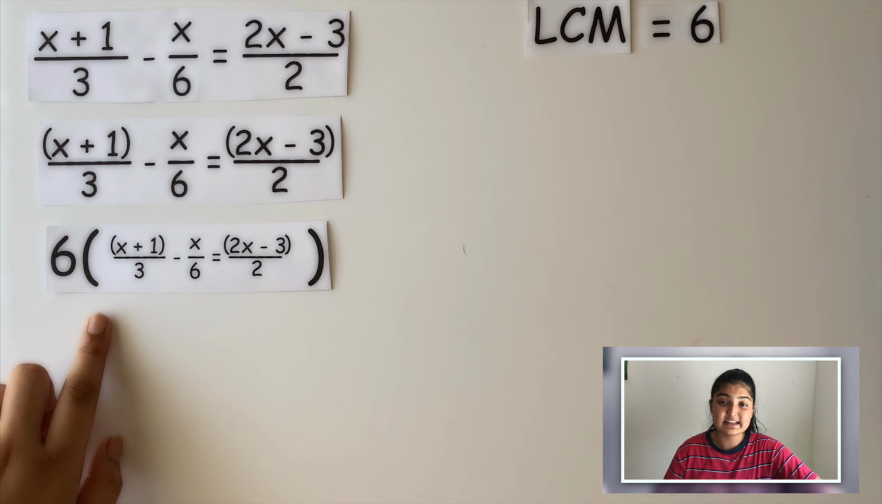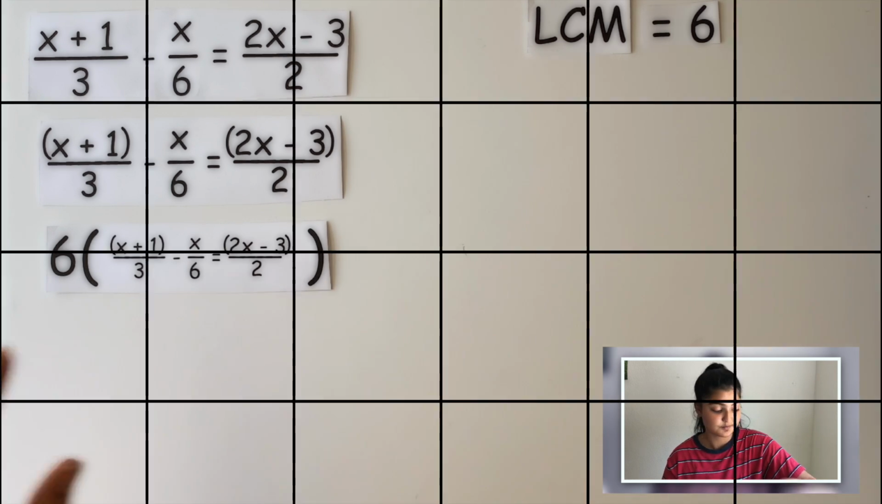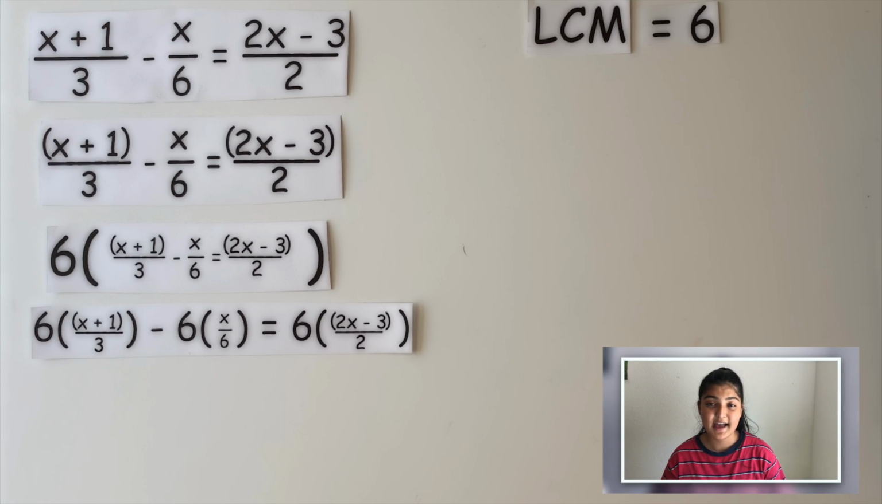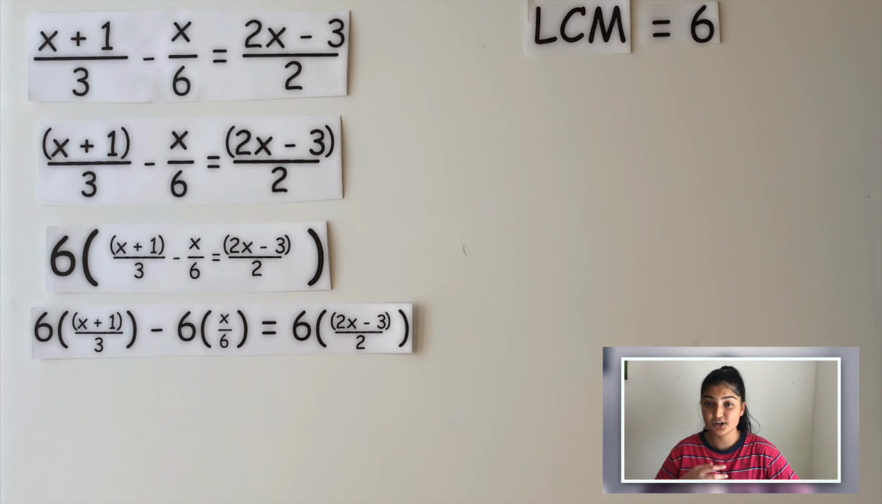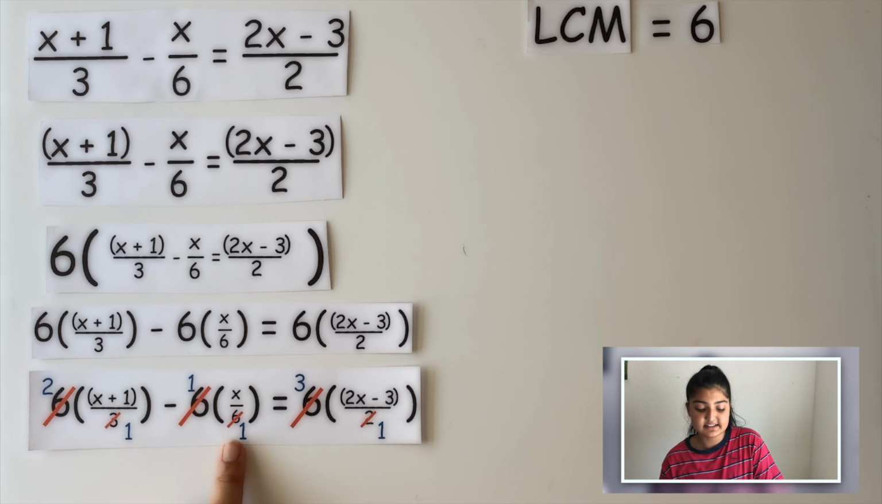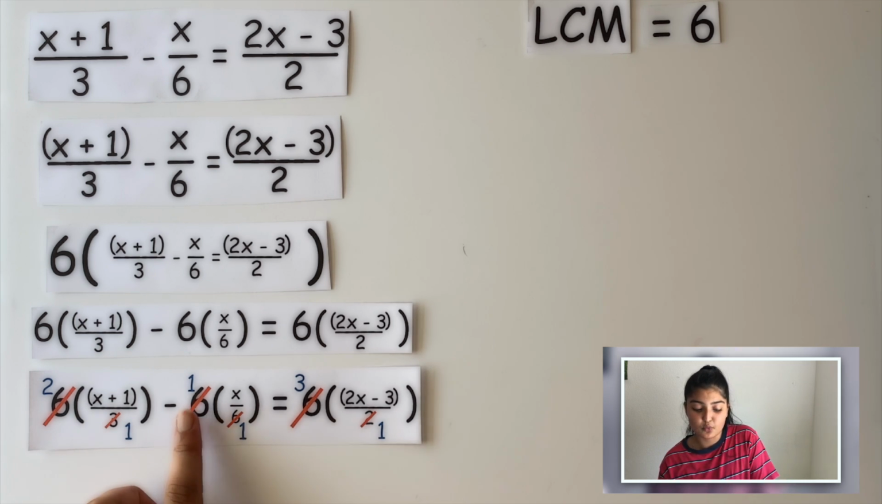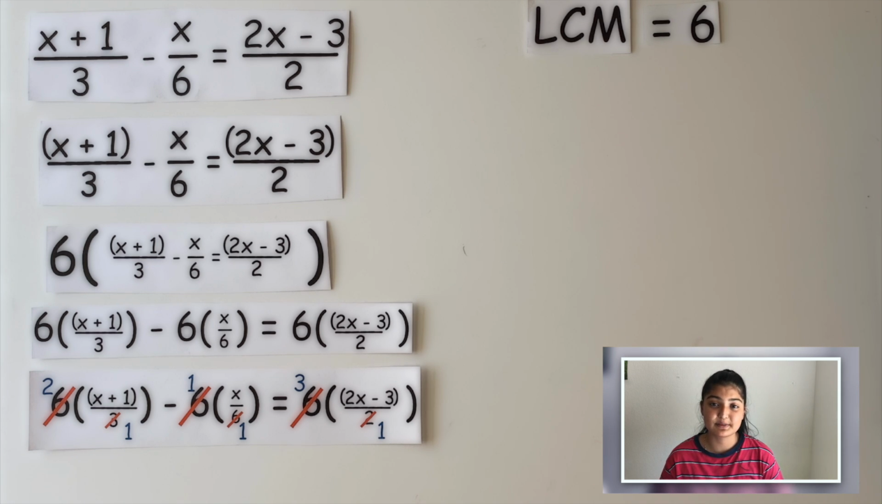Now, let's multiply 6 to each one of these terms. Again, I use parentheses around each one of these 3 terms. Next, let's cross out and divide anything that we can. 3 goes into 6 2 times. 6 goes into 6 1 time. And 2 goes into 6 3 times. So let's multiply everything out.